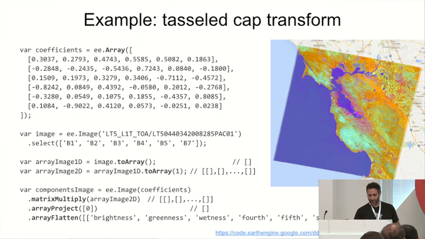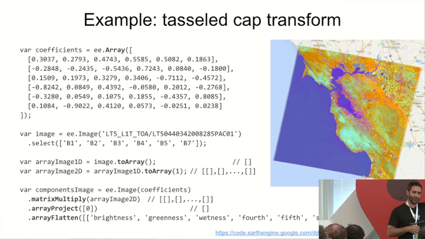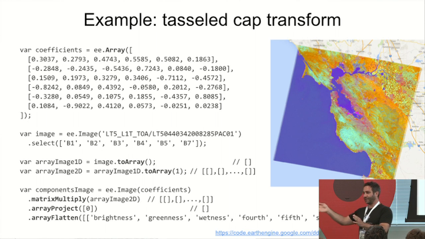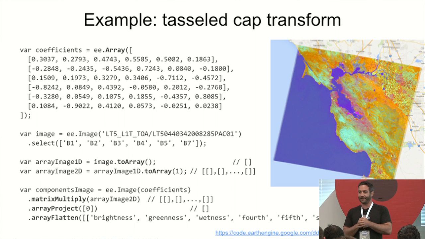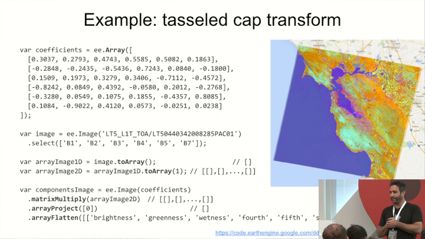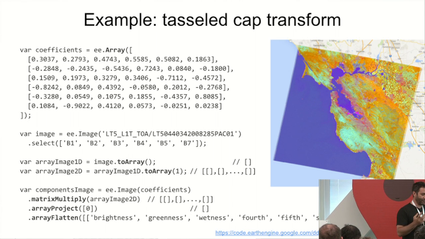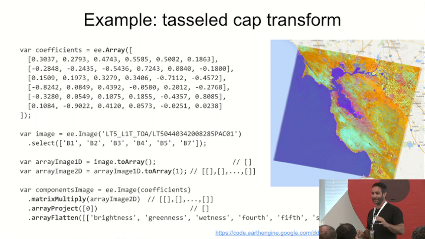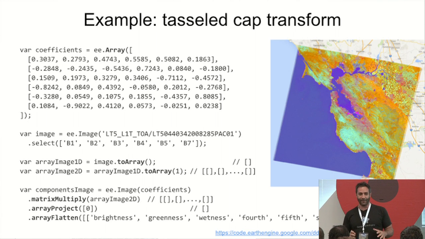And now you can call .matrixMultiply on the array image. So left multiplication by the array of coefficients, 6 by 6 times 6 by 1 equals a 6 by 1 vector in which each pixel then stores the components, the tasseled cap components: brightness, greenness, yellow stuff, none such. These are real names. I didn't make these up. These were names developed by Kauth and Thomas in their original paper for what these axes signify somehow.